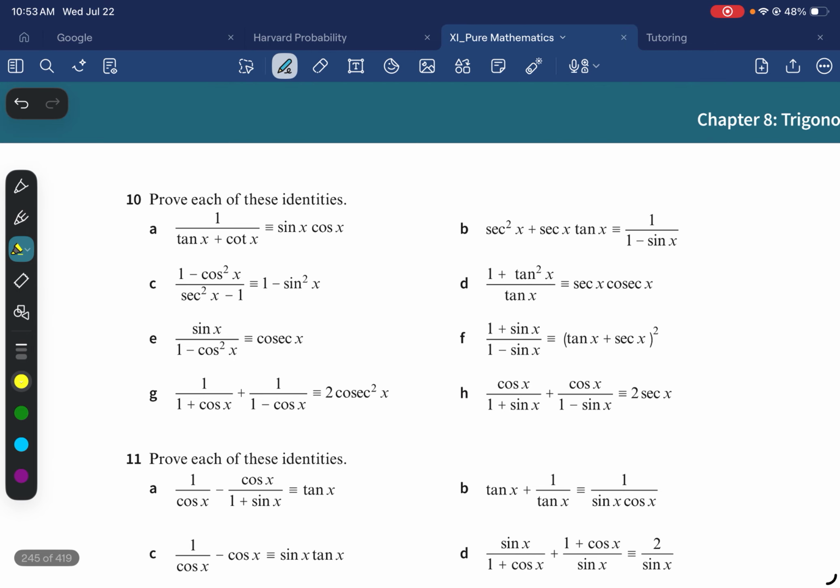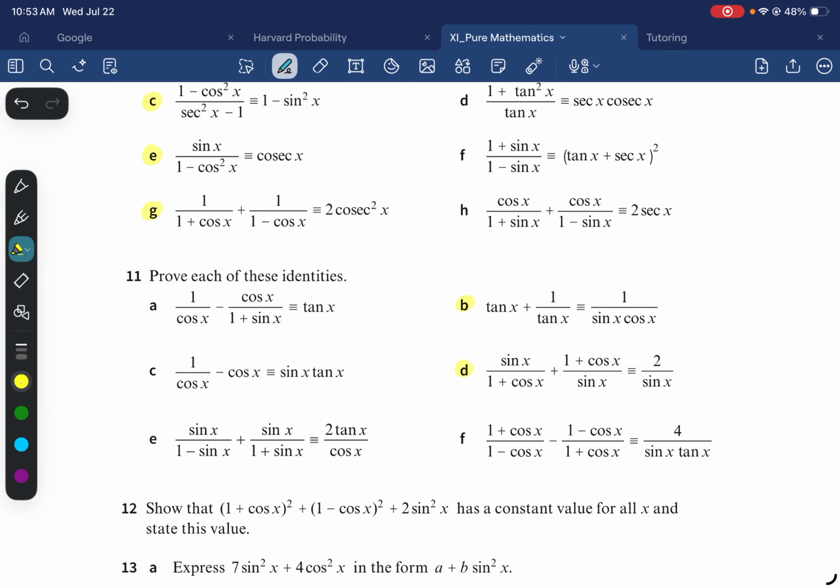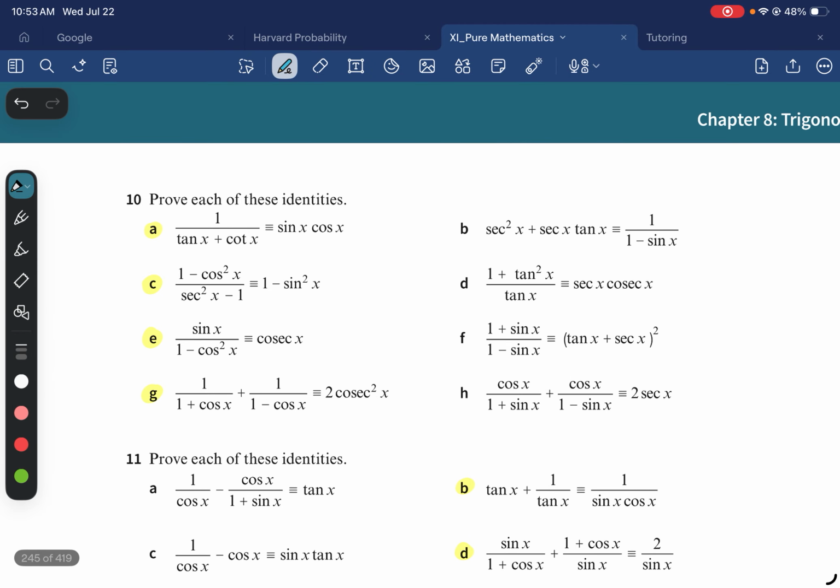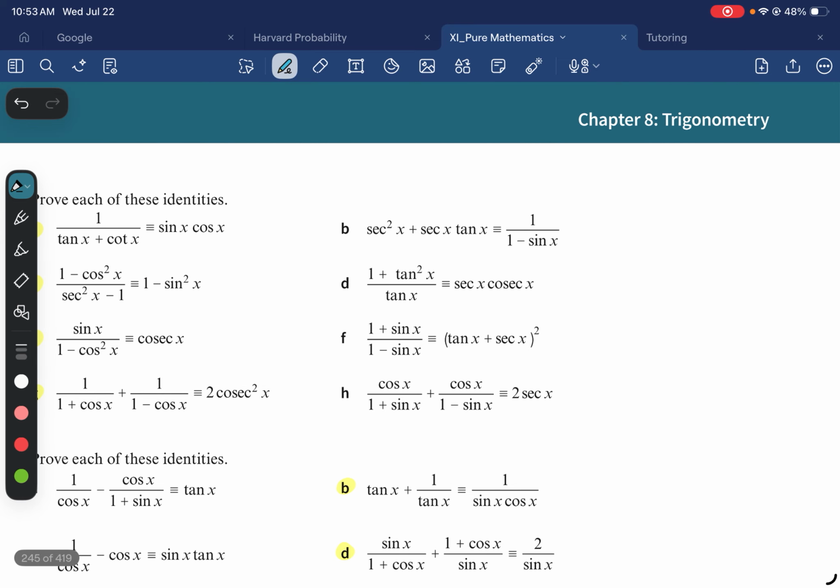All right, so I'm going to do, for this one, ACEG, and for this one, BDF. I'm going to do the alternate questions. All right, so A, we have 1 over tan x plus cot x.